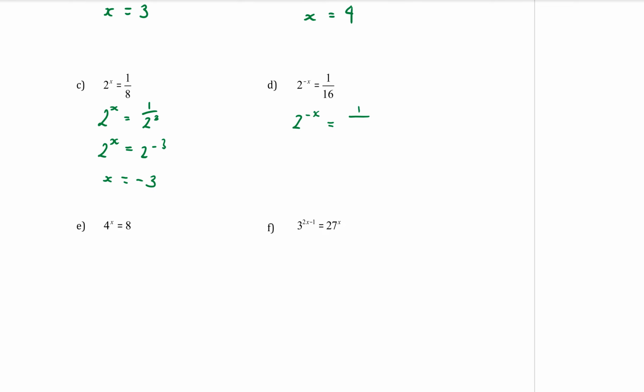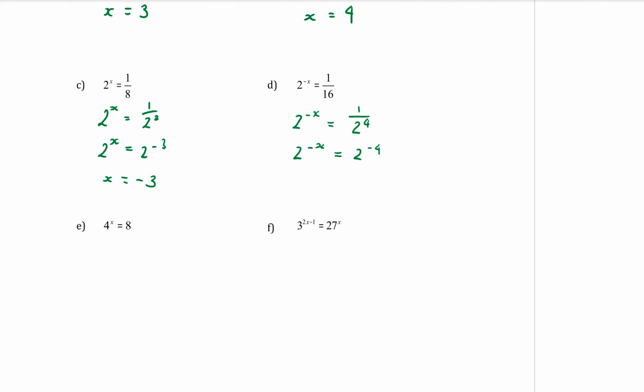4. Very good. 2 to the power of 4 is 16. Now using my index laws, I want to get rid of that fraction by bringing the denominator up and giving it a negative power. So 2 to the negative x is going to be equal to 2 to the negative 4. Okay, again, I have the 2 on the left, the 2 on the right as my bases, so the powers have to be equal.